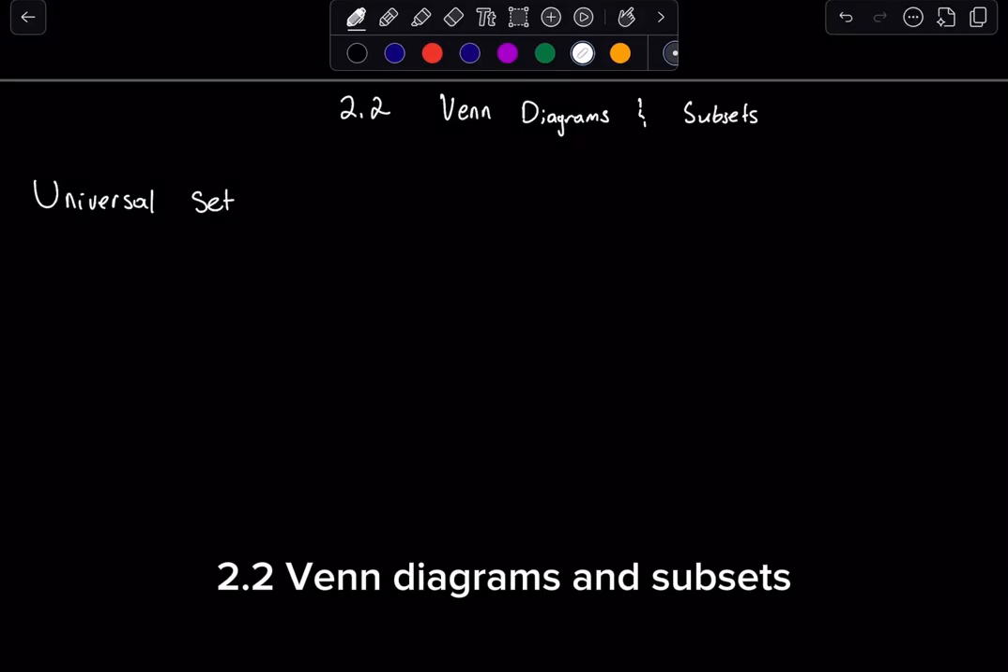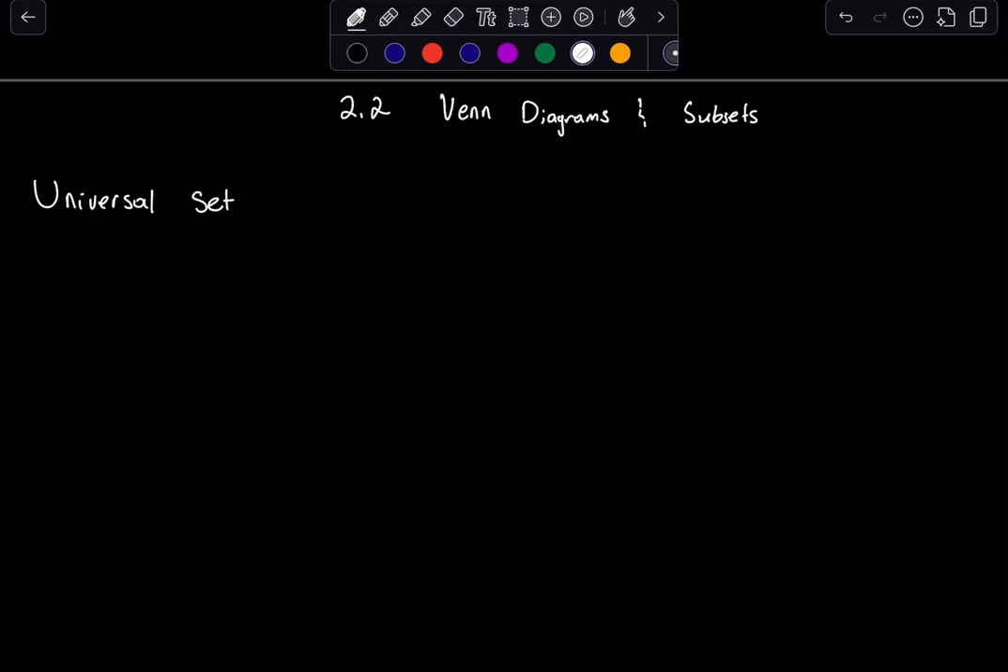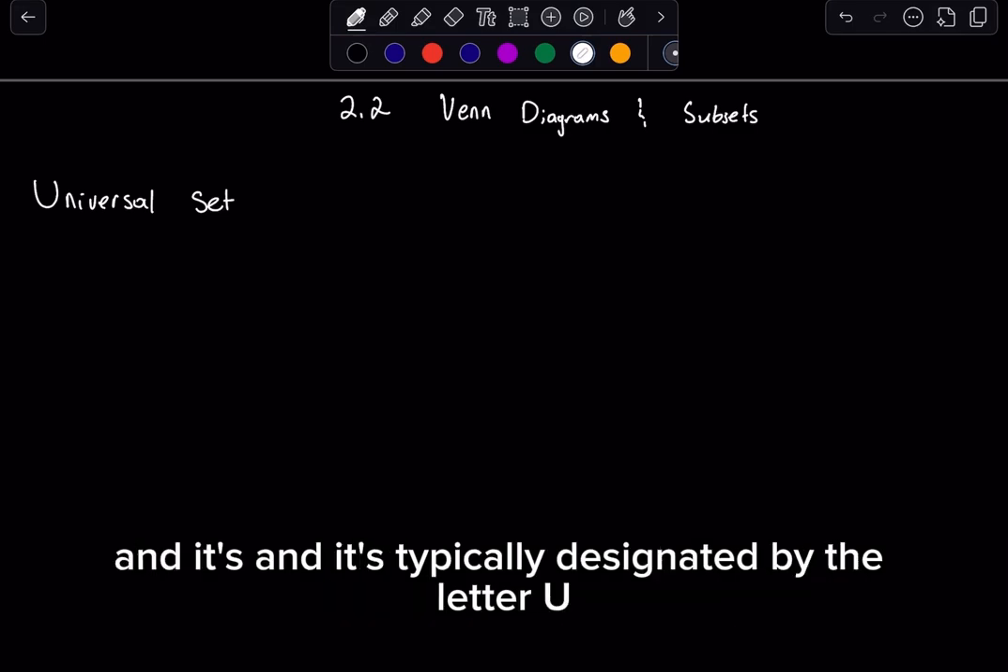2.2 Venn diagrams and subsets. In most discussions, there's either a stated or implied universe of discourse. And what that means is it contains all the things under discussion at a given time. In set theory, the universe of discourse is called the universal set, and it's typically designated by the letter U.